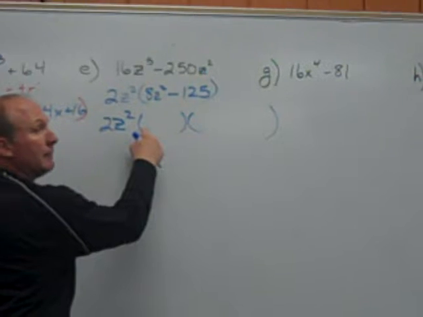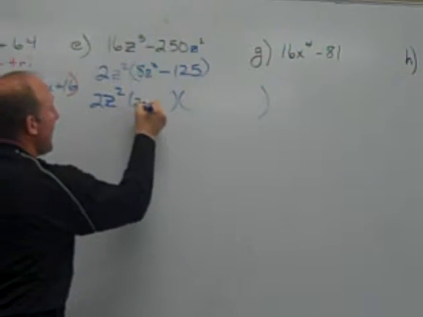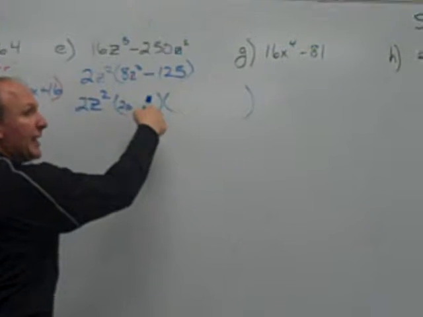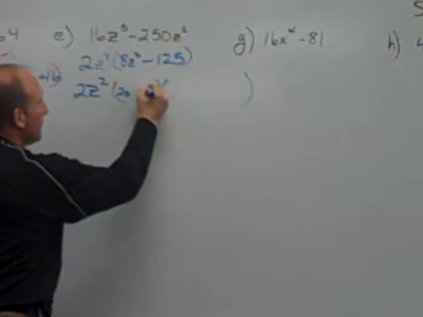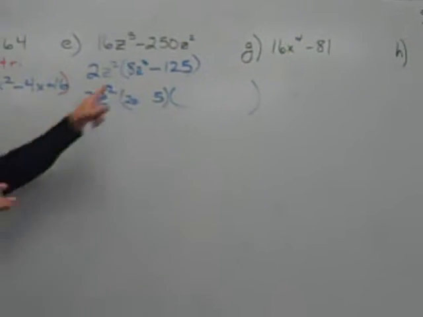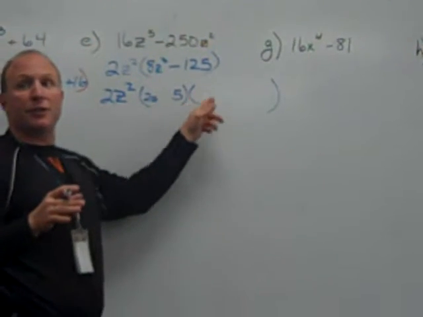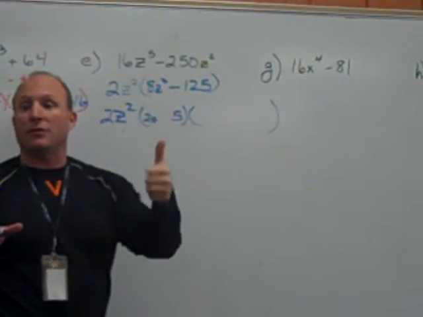How do I get the first term? 2z. Good. How do I get the last term, or the second, I guess? 5. Everybody agree with that? Cube root of the first gives you the first. Cube root of the last gives you the last. Now let's do the trinomial. How do you do it?